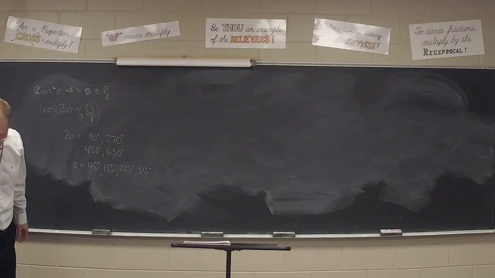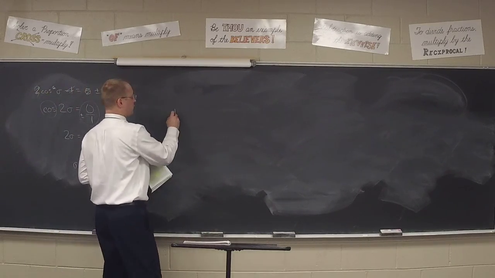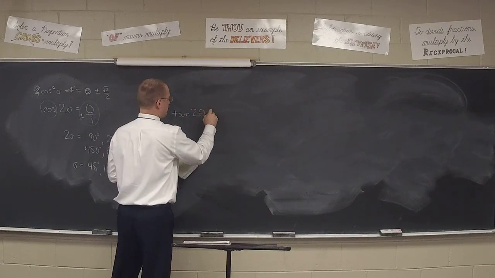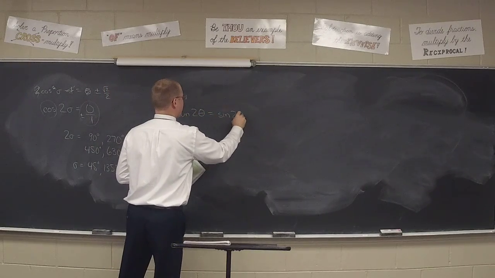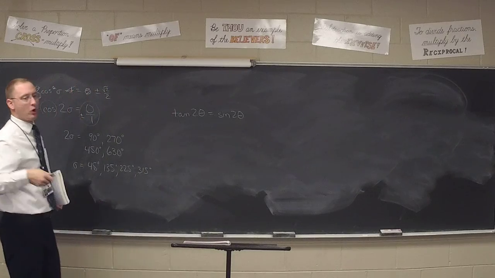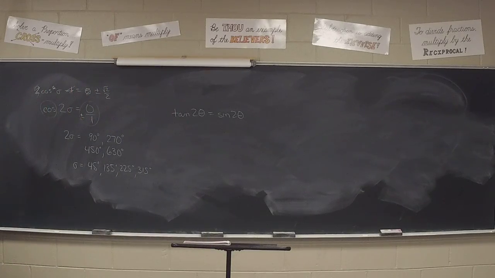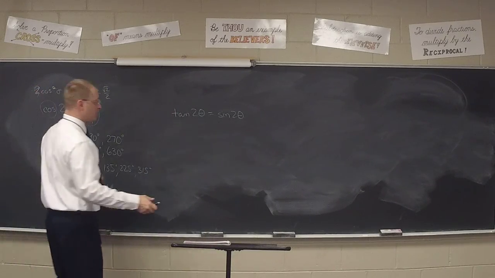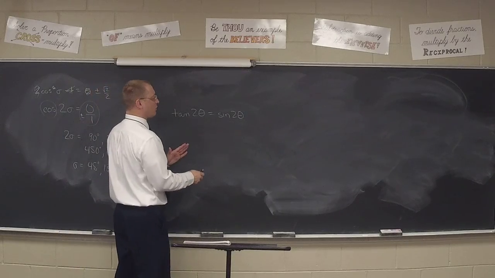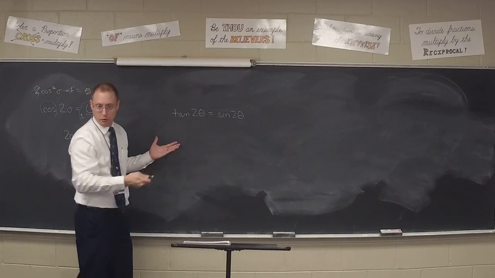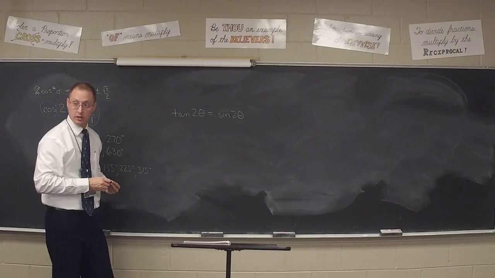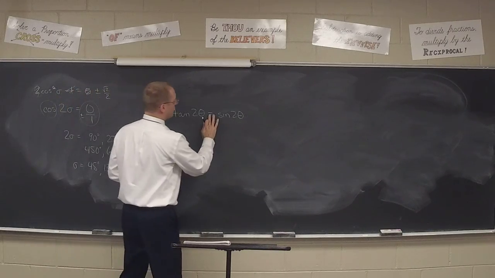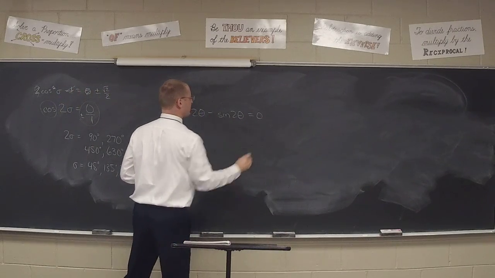Let's take a look at number 3, and this one required a little bit of creativity. The tangent 2 theta equals the sine of 2 theta. And I said, anytime we have multiple trig functions, what's my strategy, class? Set equal to 0 and factor. So to set equal to 0, one of these has got to move. Which one did you want to move, Ethan? The sine. The sine? So we'll move it over as a negative, so it's set equal to 0.